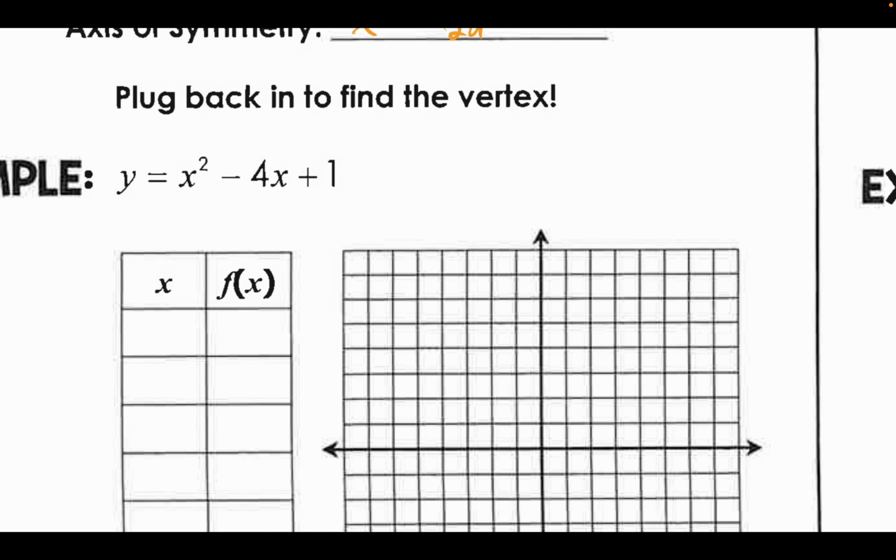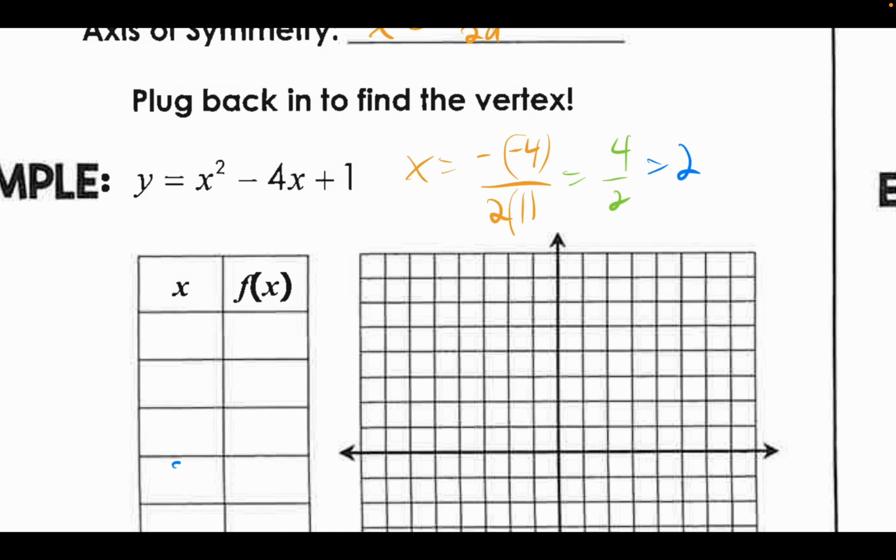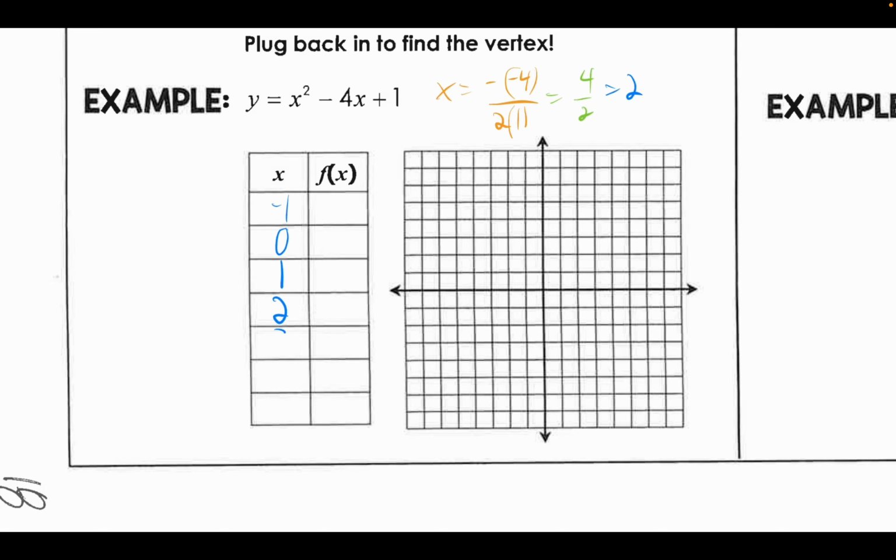So as I practice it here, I have x equals negative of negative 4 over 2 times 1, which is 4 over 2, or 2. So that's going to be the middle of my table for the x values, increasing and decreasing from there, just like we did before. We had more work to find the axis of symmetry than we did earlier in this lesson. And as I plug these back in to find it, including finding the actual vertex itself, I end up getting 6, negative 1, negative 2, negative 3, negative 2, 1, and 6.